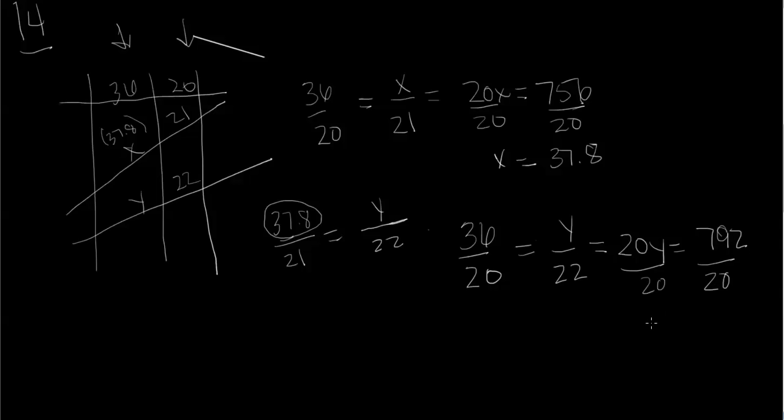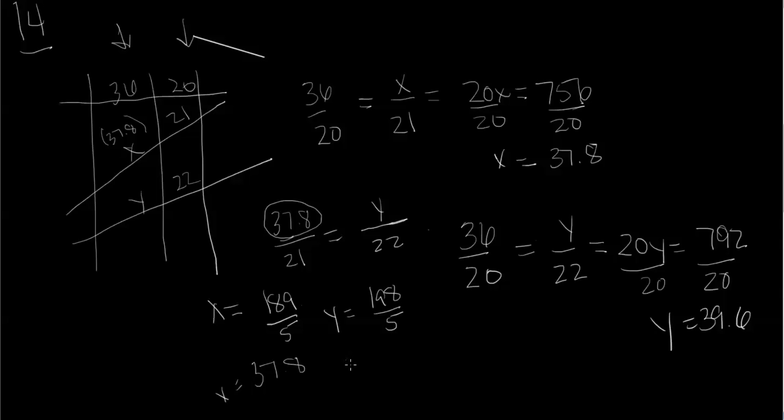Divide each side by 20, and y equals 39.6. Now, in your book, in the answer key that I sent you, they have x is equal to 189 over 5, and they have y is equal to 198 over 5. Well, I realize that does not look like the numbers I just gave you. This one is 37.8. That's what I said. And here I said this is 39.6.